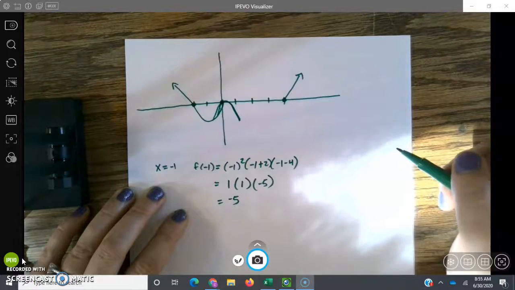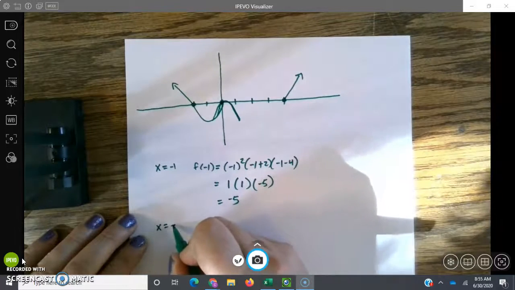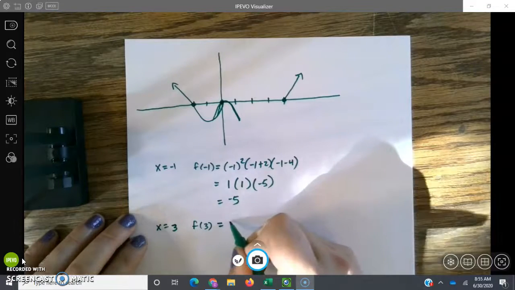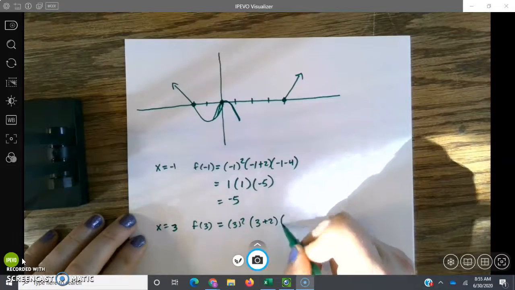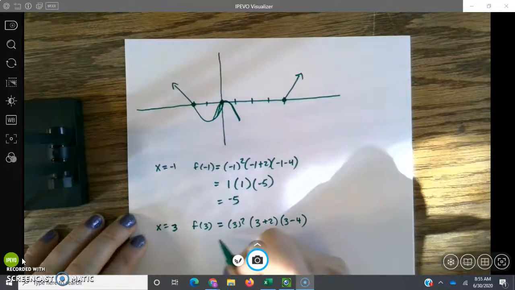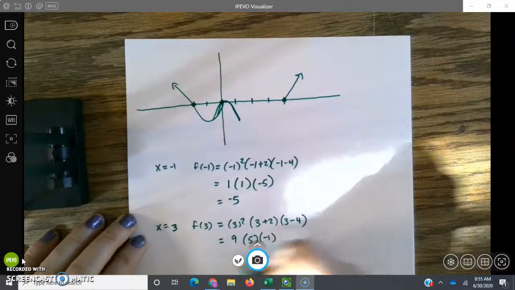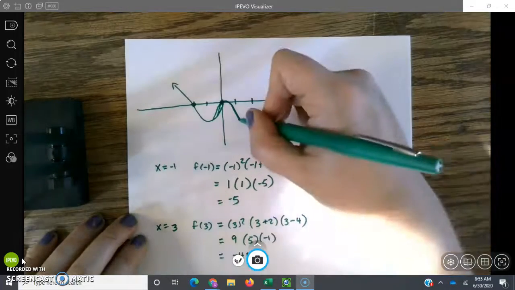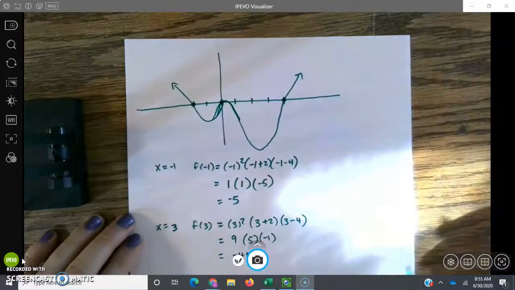And then we've got to figure out what's happening at, say, x is +3. So f of 3 is 3 squared, 3 plus 2, 3 minus 4. So 9 times 5 times -1, -45. See, that goes down quite a ways. So we're not going to be able to put it all in the picture, but something like that.